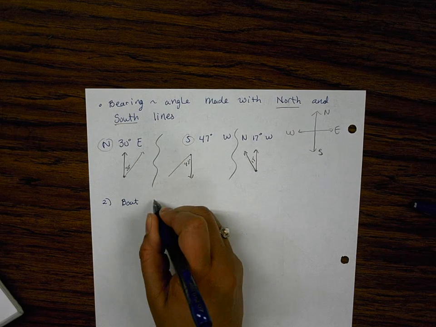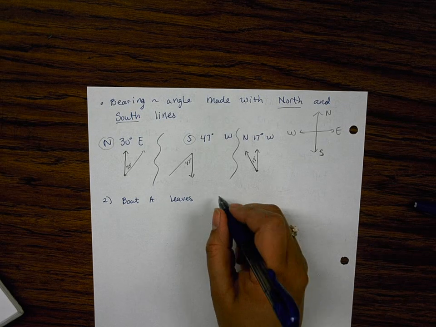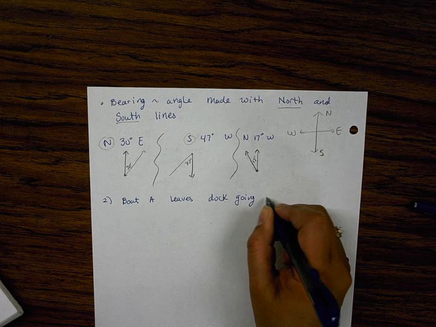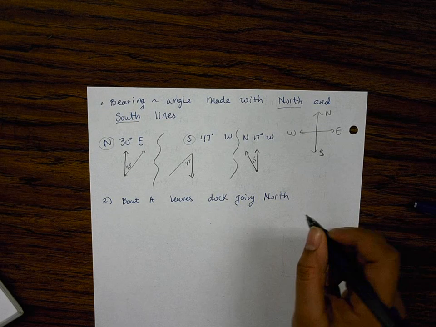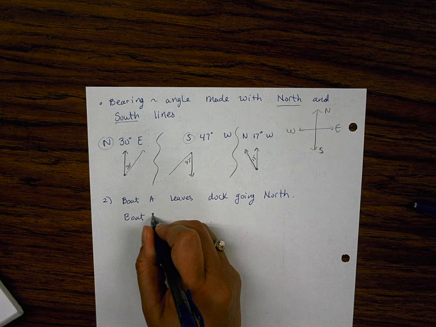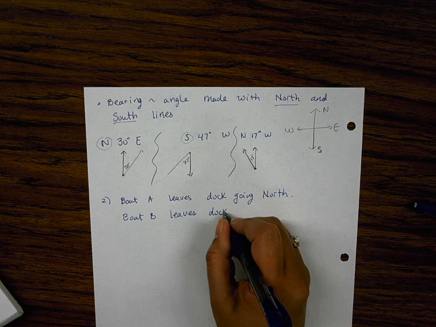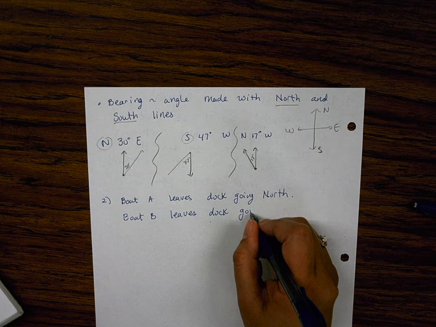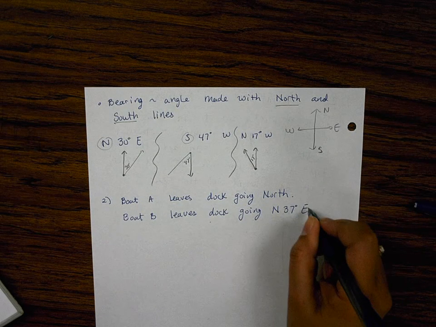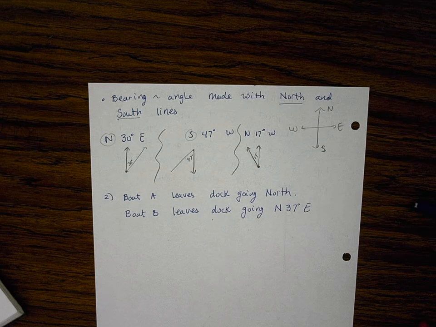All right, so let's try an actual word problem with bearings. Number 2. Boat A leaves dock going north. Boat B leaves dock going north 37 degrees east.